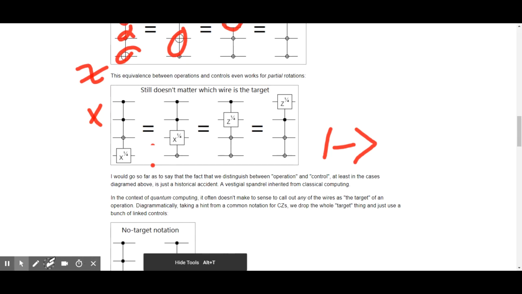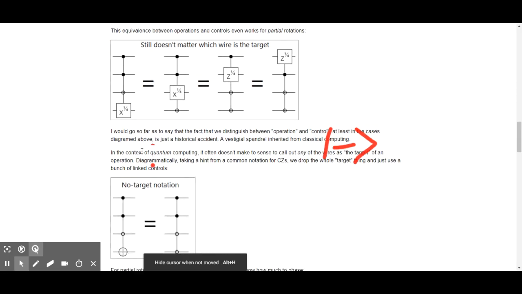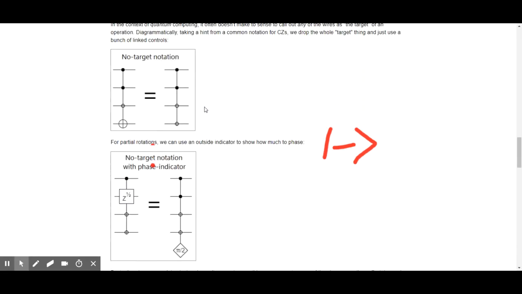Let me just restart that because it seems like it's not working. Oh, no, it's working. Okay. And the same here. Same happens. Now I get it. Okay. No target notation. Yeah, I like that because it's confusing.